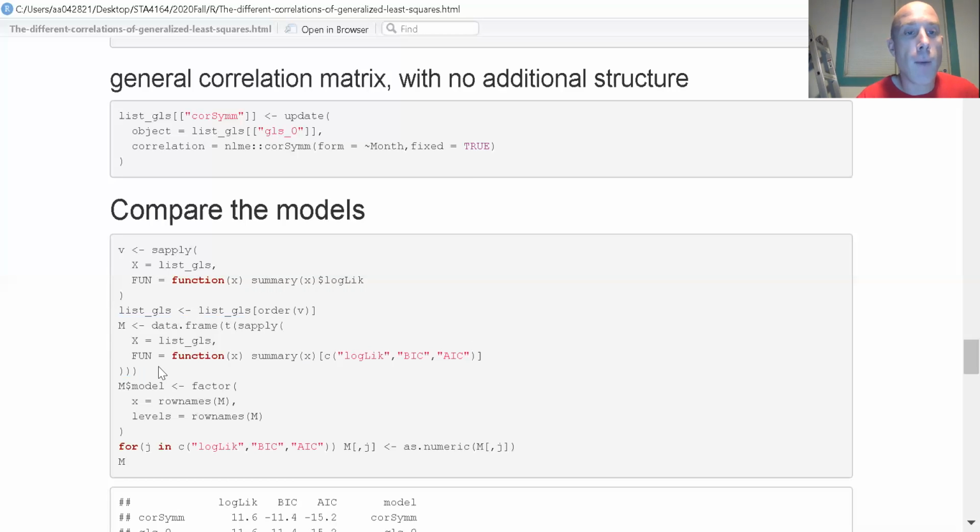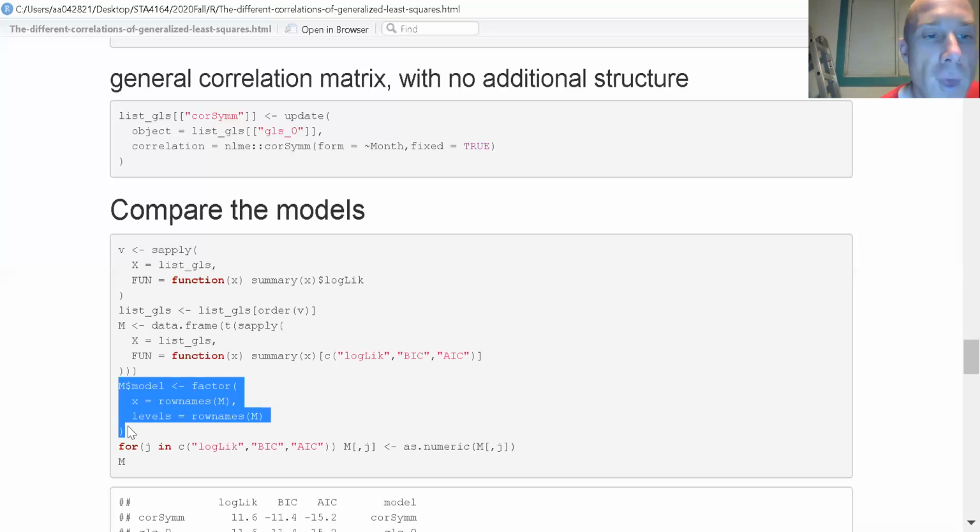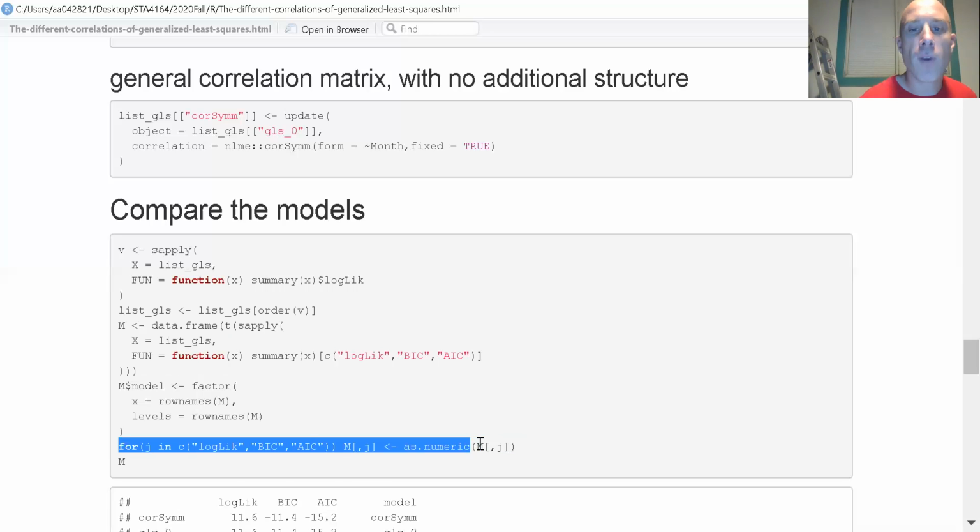And I'm going to put this into a data frame. So I use a transpose function to convert the format of the output to the way I like it. And then I'm going to set it up so that the model names are an ordered factor in order of the log likelihood. And this just cleans up some formatting problems that I had with the output.